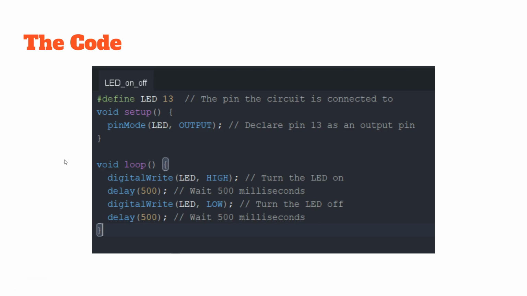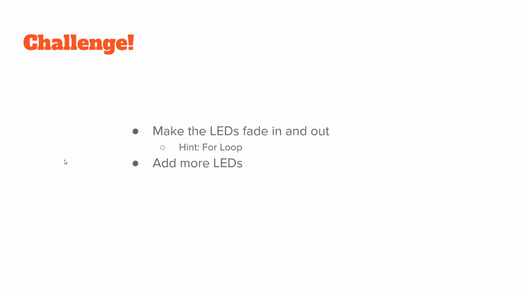So we're going to try to run this code when we get down there. And afterwards, if you have that done, you can try to have it fade in and out. Hint: use a for loop, for people who know how to code. And if you want to add more LEDs, we should have enough. Have fun with that. And I think that's it for me.